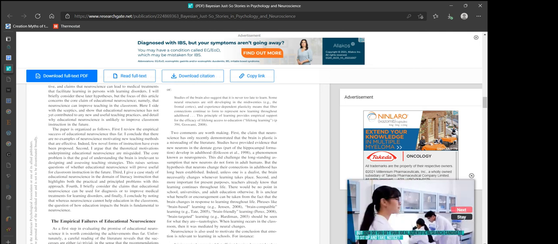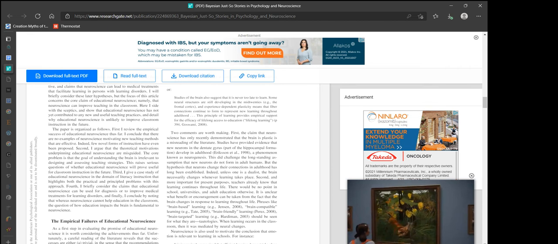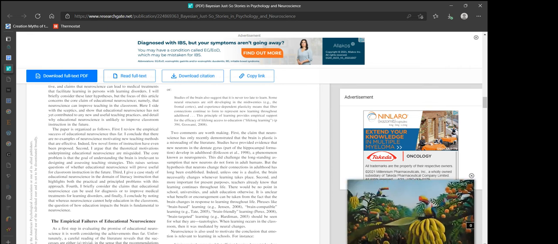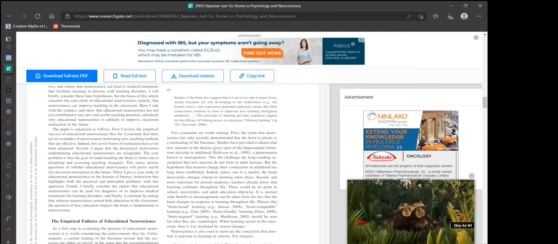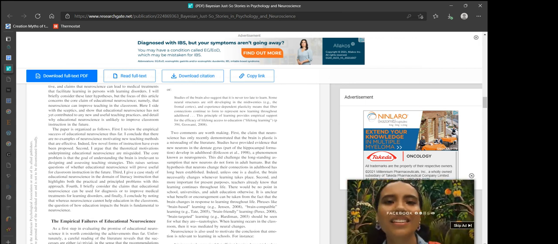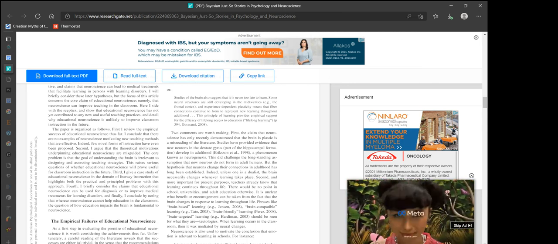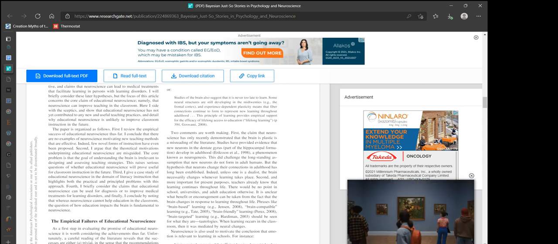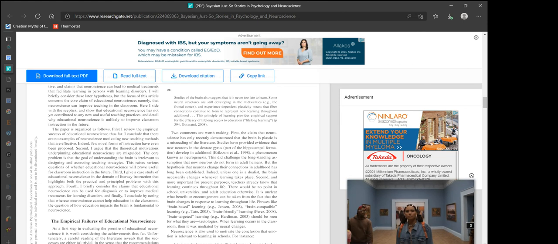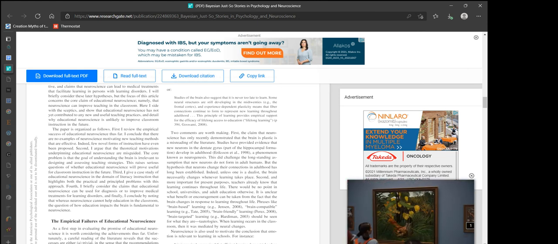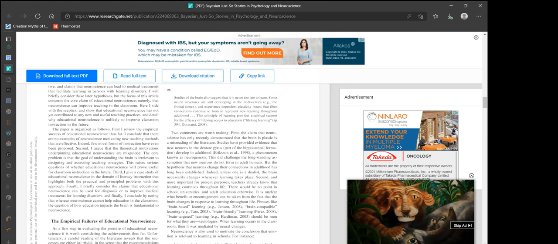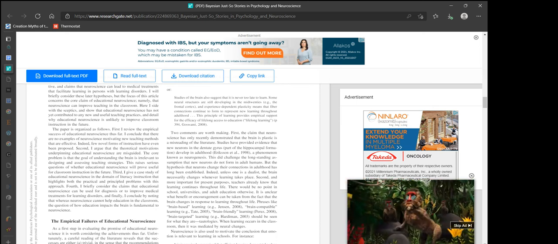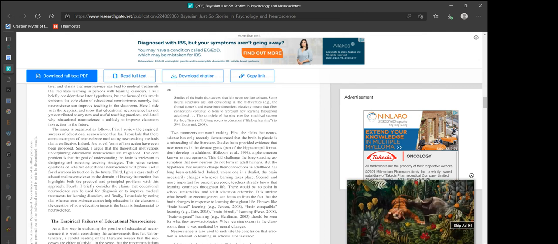Second, I argue that the theoretical motivations underpinning educational neuroscience are misguided. The core problem is that the goal of understanding the brain is irrelevant to designing and assessing teaching strategies. This raises serious questions of whether educational neuroscience will prove useful for classroom instruction in the future. Third, I give a case study of educational neuroscience in the domain of literacy instruction that highlights both the practical and principled problems with this approach.